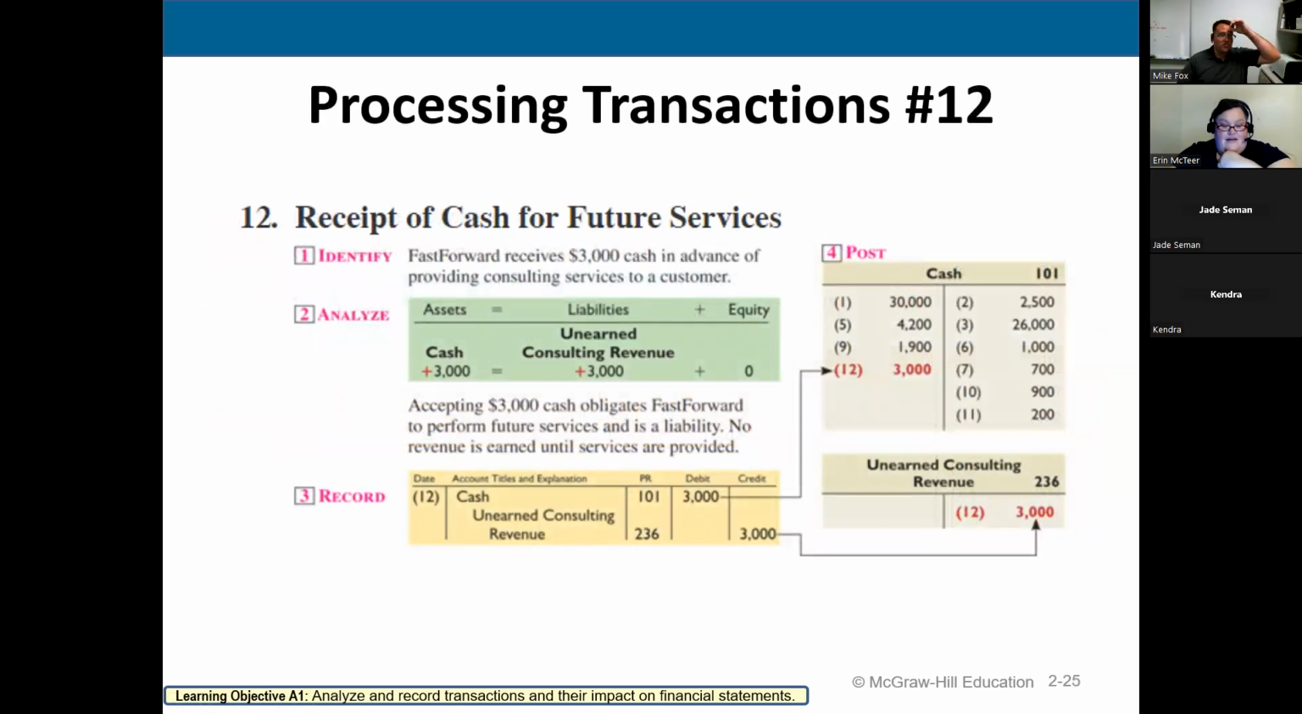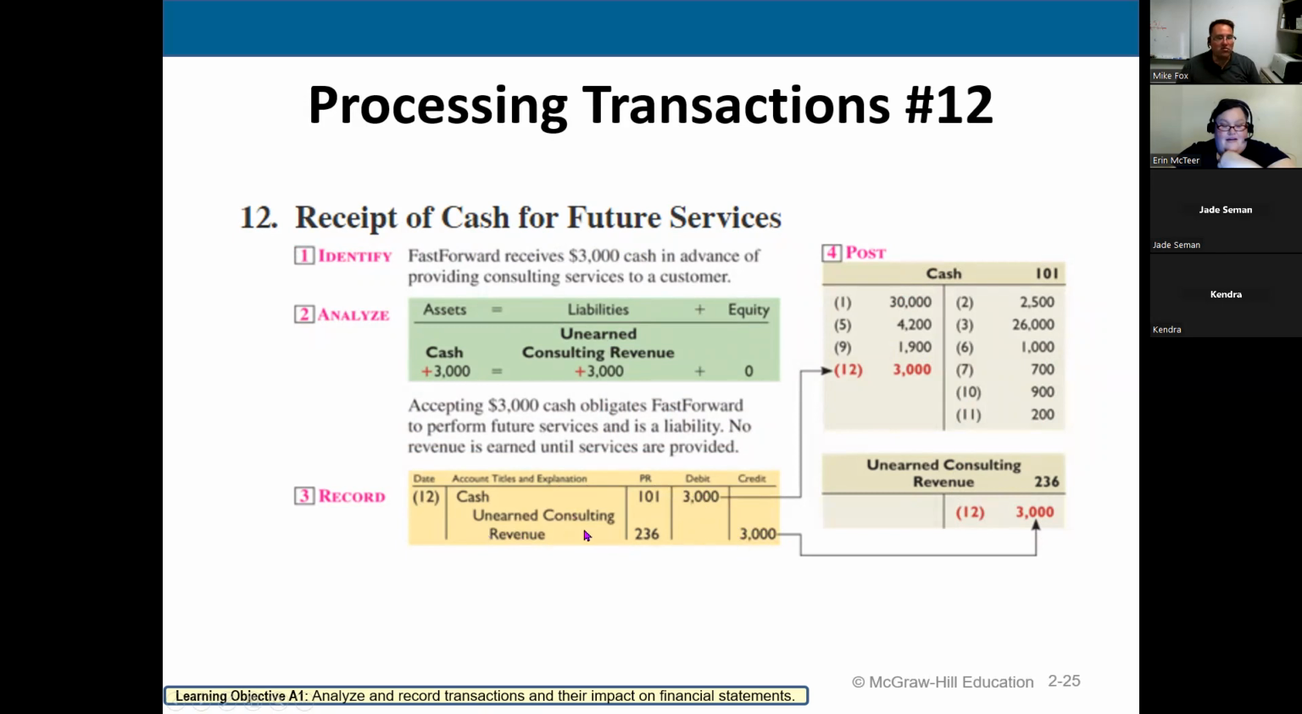All right, transaction 12, we receive cash for future services. So this is like our customer paying us, but we haven't earned it yet. So our cash is going up, and because we haven't earned it yet, we have to record it as a liability called unearned consulting revenue. And so our asset cash gets debited because it increases by 3,000, and our liability, unearned consulting revenue, also gets increased with a credit. So we debit cash, credit unearned consulting revenue.